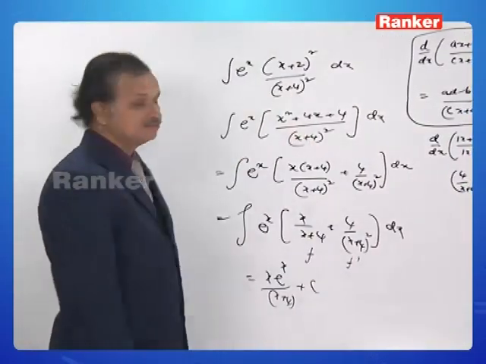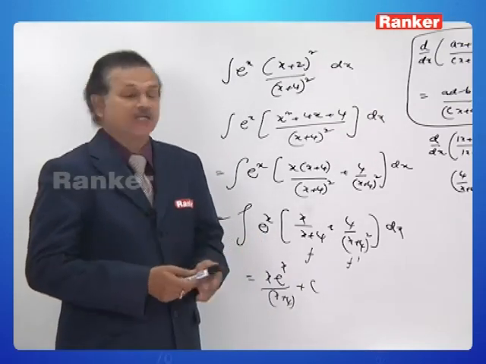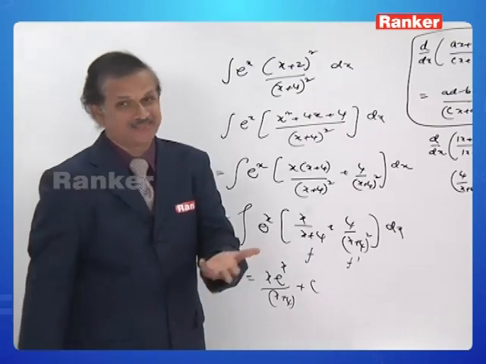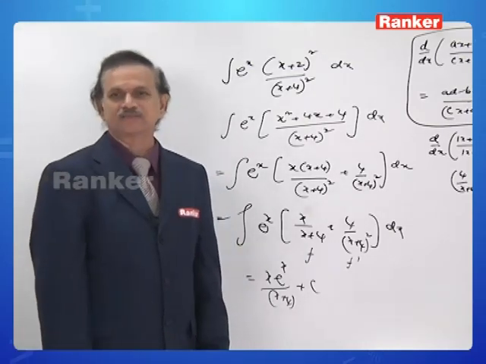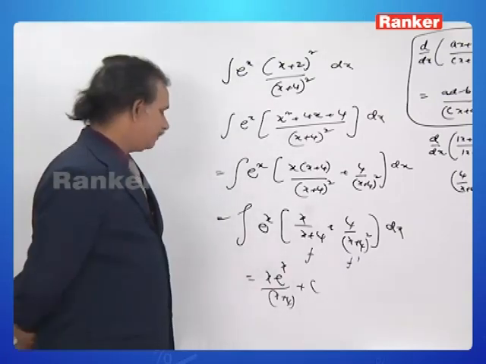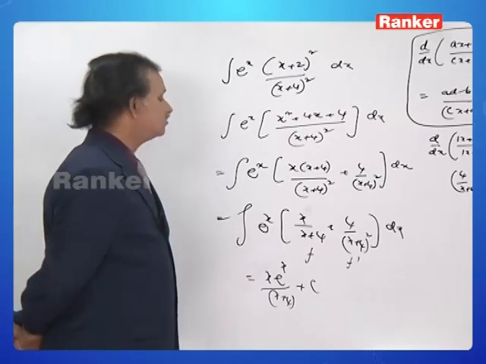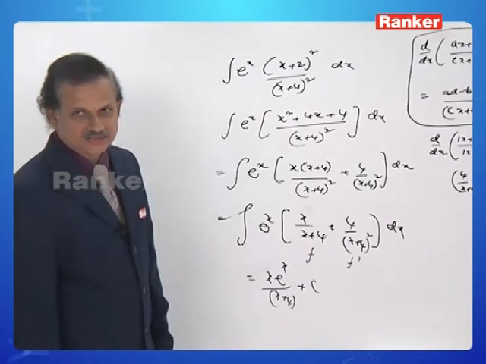Like this, at times we may have to use it according to the context and the need. So the answer for this question is x e power x by x plus 4 plus c. We are taking this as f of x and that as f dash x.